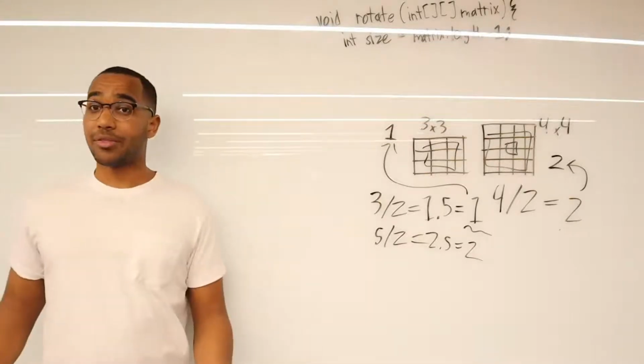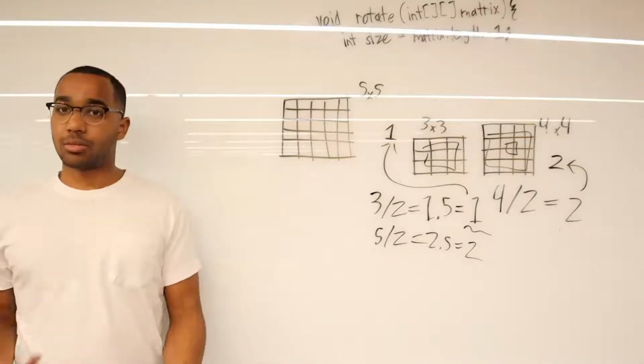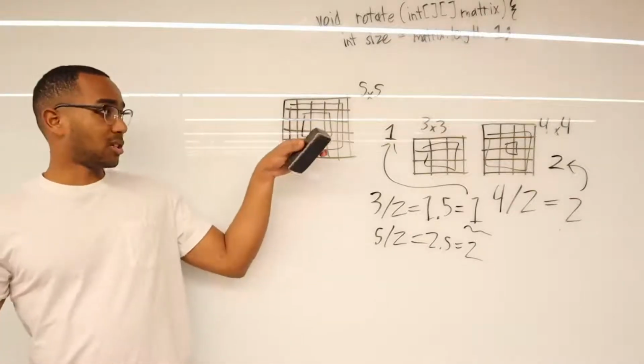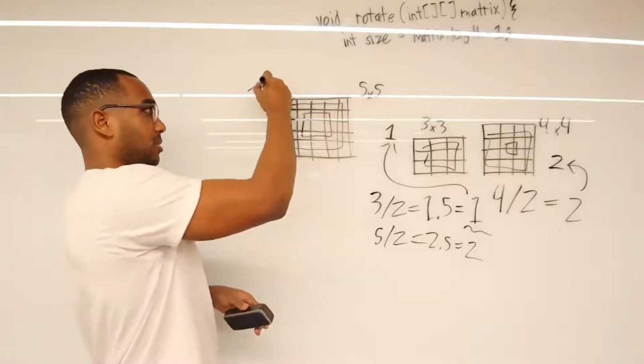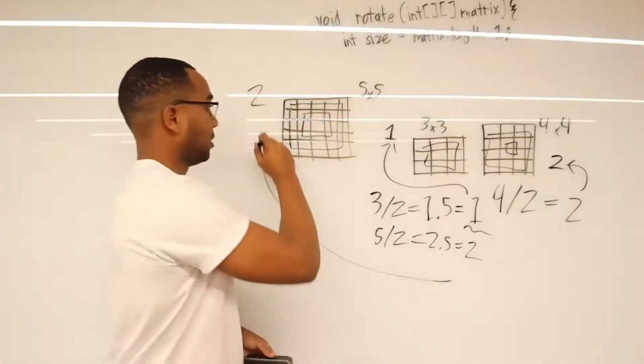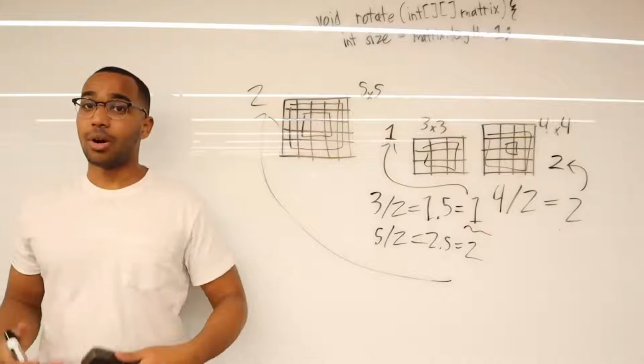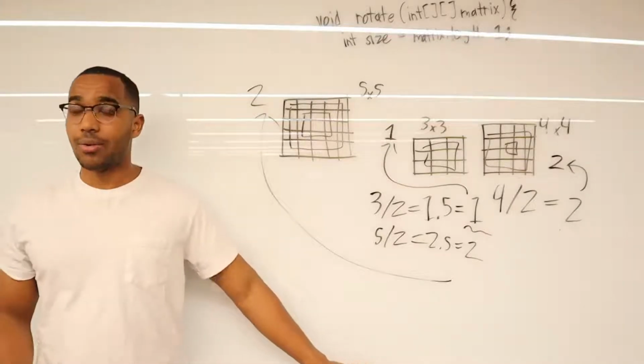And what does a 5 by 5 look like? It looks like that. Let's highlight the layers. How many layers do we want to process? 1, 2. Then there's a center element. So it's 2, and that's correct. That's what we wanted. So now we know what our outer iteration looks like. Now we know how to count the layers.